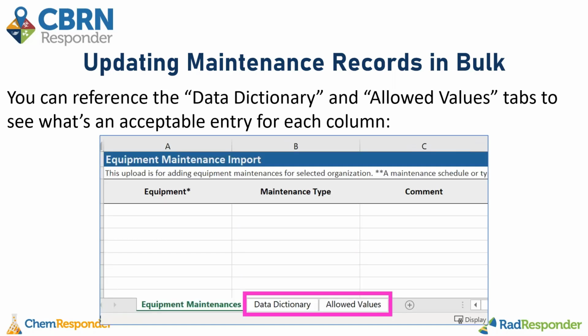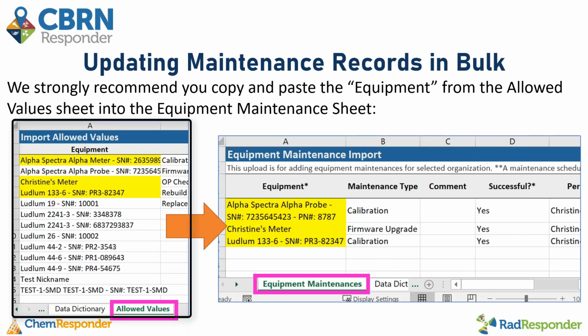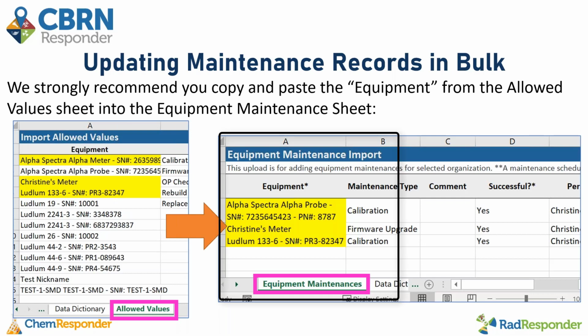Again, you'll reference the data dictionary in the Allowed Values tab to see what's acceptable for each column. We strongly recommend that you copy and paste the equipment cell from the allowed value sheet into the equipment maintenance sheet. So that way you don't have any typos and you're entering it exactly as RadResponder or ChemResponder wants it to be entered. So on the left-hand side of my screenshot, I'm in the Allowed Values tab. I have highlighted the 3 pieces of equipment that I am updating maintenance for. So I just copied and pasted those cells in column A and then pasted them back into the equipment maintenance sheet.